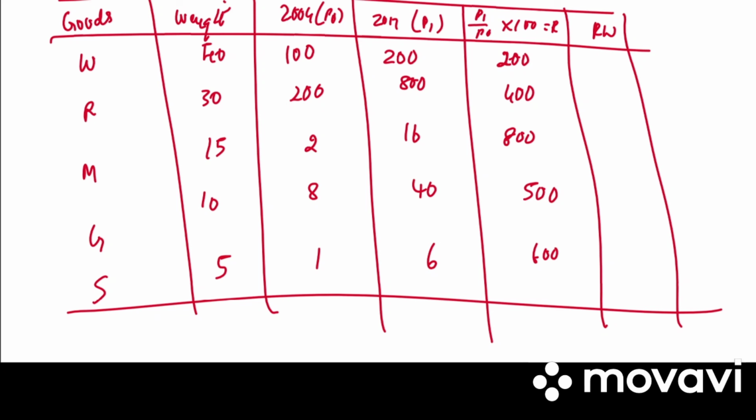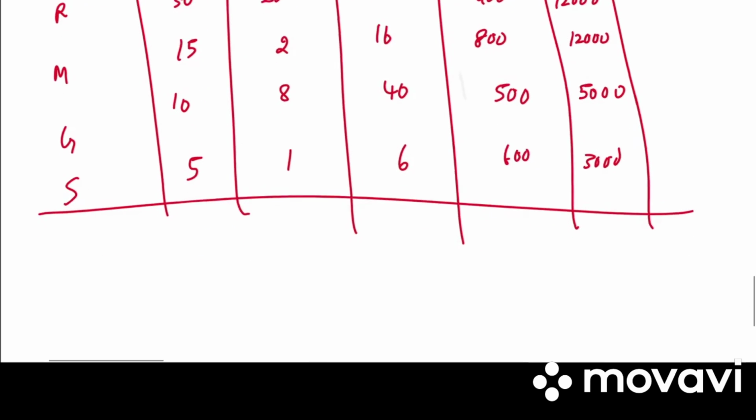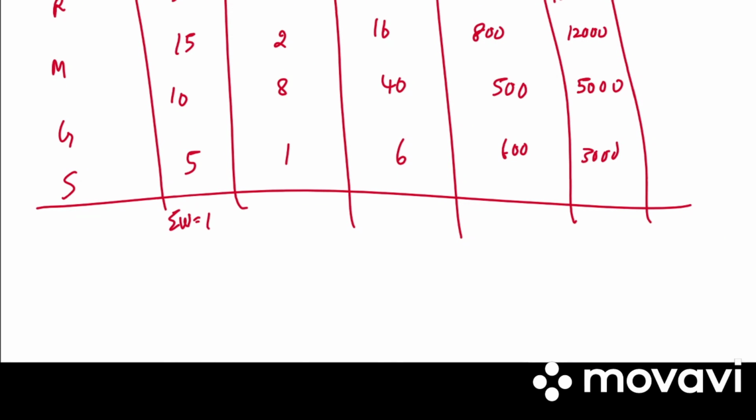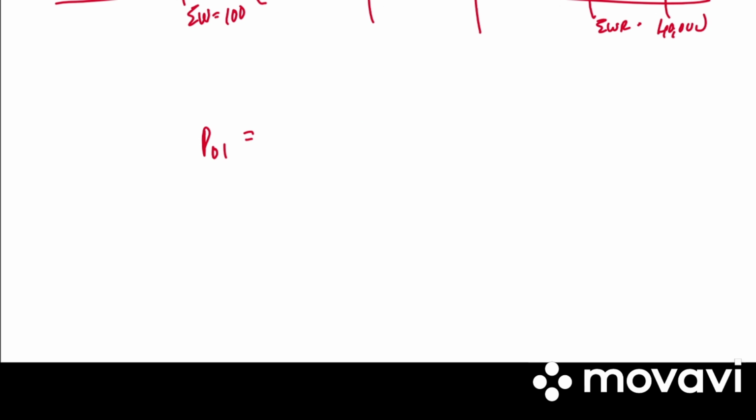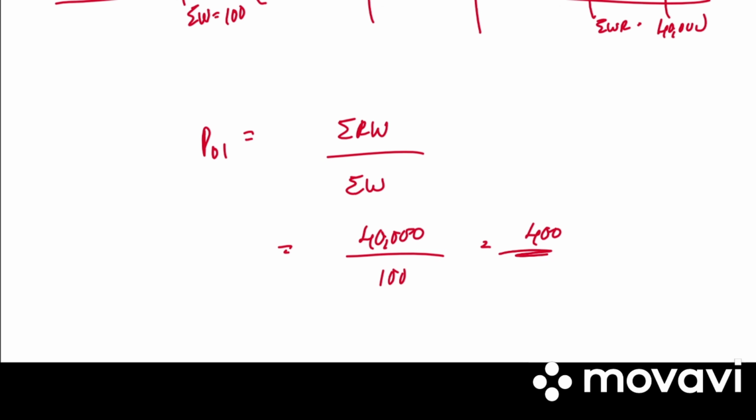R into W, that is column 2 and column 5. So 40 into 200 is 8000. 30 into 400, 12,000. 15 into 800, 12,000. 500 into 10, 5,000. 600 into 5, 3,000. So what is summation W? It is 100. What is summation RW? It is 40,000. So what is the formula? P01 is equal to summation RW divided by summation W. 40,000 divided by 100, it is 400. Therefore, price index is 400.